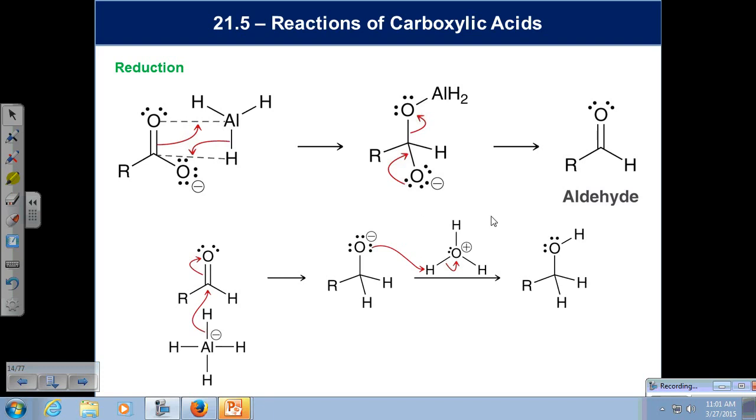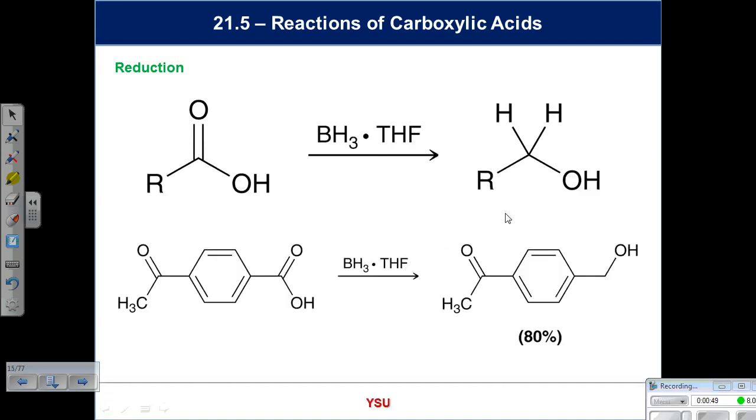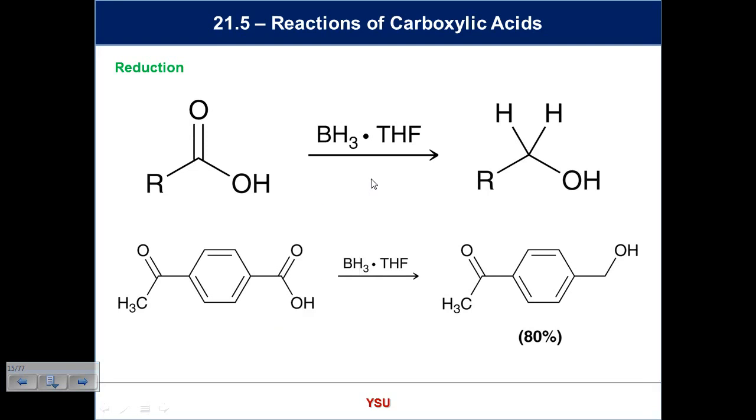So we'll see today now that we can do these types of reductions quite easily, and we can do a very similar type of reduction using BH3. Now this has a lot of use because it is selective. And I will put an asterisk next to this one. I'll talk about it for a second, then I'll show you the mechanism that is thought to happen, and I'll then tell you that you don't need to worry about that mechanism because it's horrific.